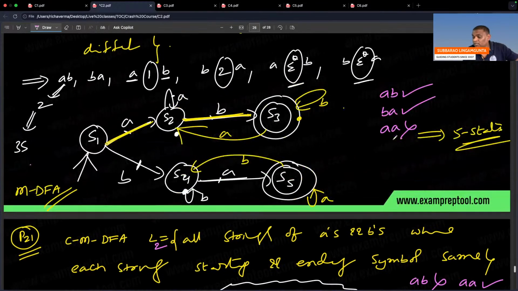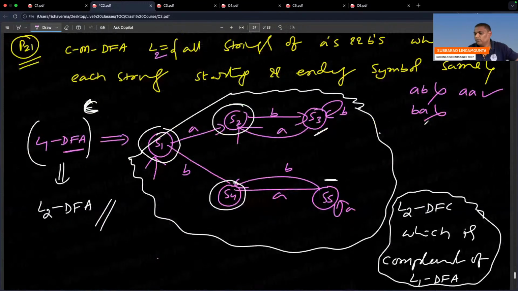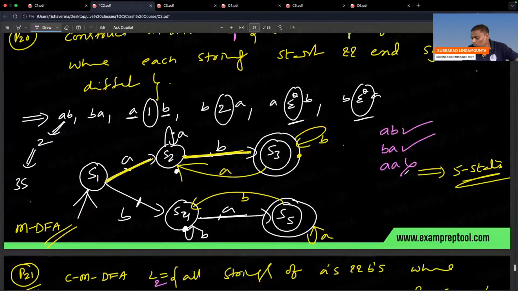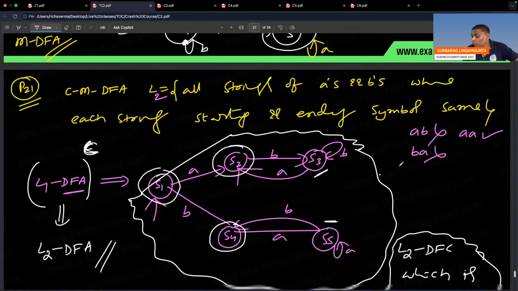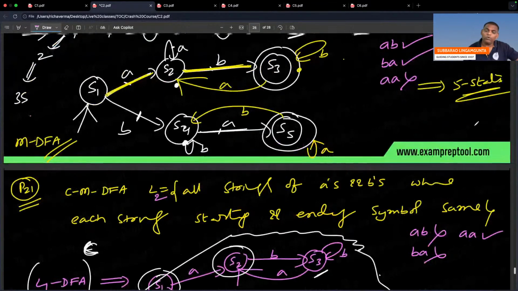Sir, some people are asking, what do you get by doing complementation? Suppose before complementation something is yes, after complementation it should be no. Before complementation something is no, after complementation it should be yes. If you want, you can verify here.